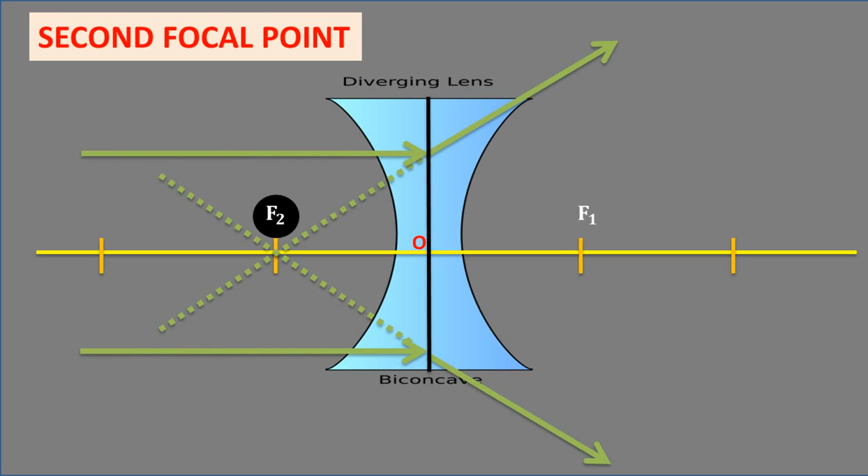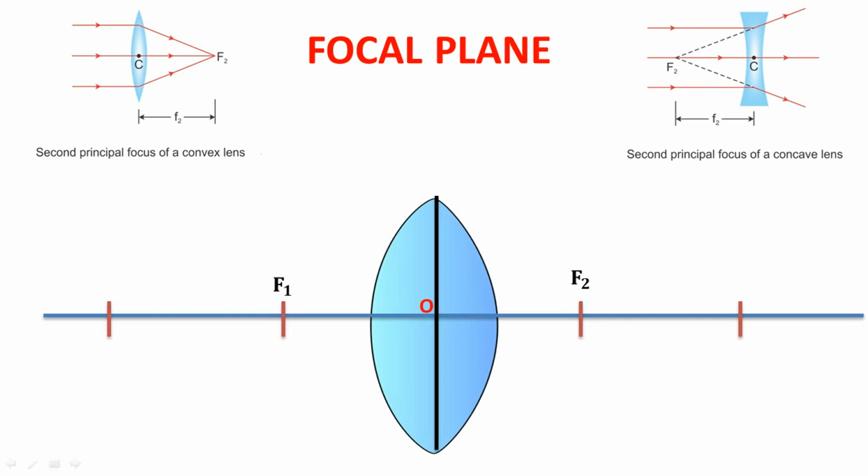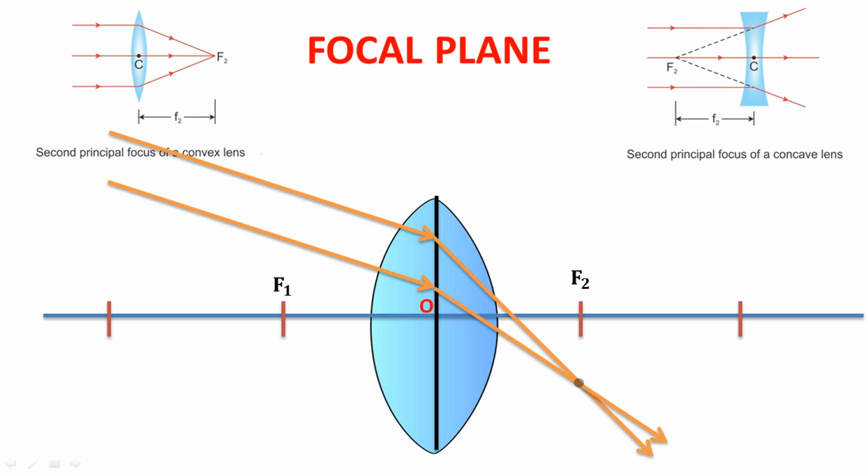Number 6, focal plane. We know a focal point or focus is where rays of light coming parallel to the principal axis meet or appear to meet at a point. But if rays are not parallel to the principal axis but are oblique and parallel to each other, they meet at a point. That point is on a focal plane.